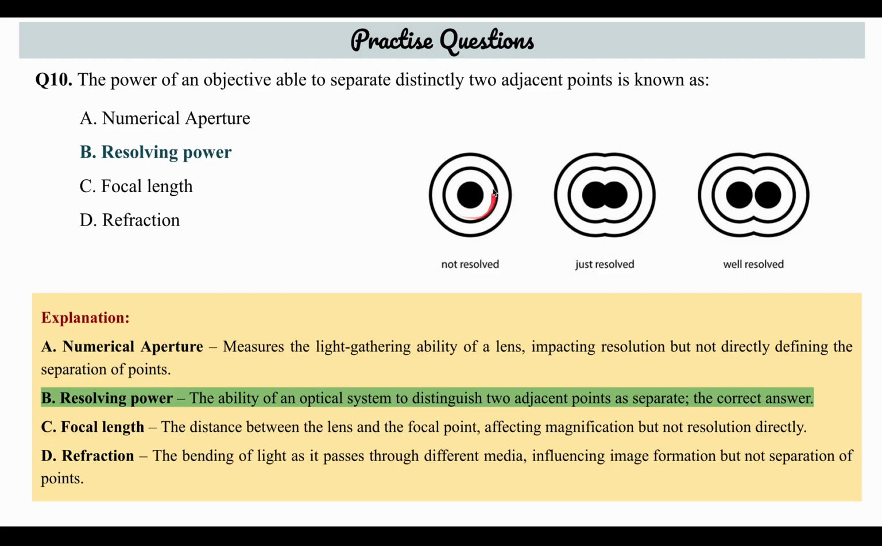When you are not able to distinguish between two points, the image is not resolved. If you are distinguishing but not properly, the image is just resolved. And when you clearly distinguish the two points, it is a well resolved image. Focal length is the distance between the lens and the focal point, which affects the magnification but not the resolution directly. Refraction is the bending of light as it passes through different media, influencing image formation but not the separation of points. So the right answer was option B, resolving power.